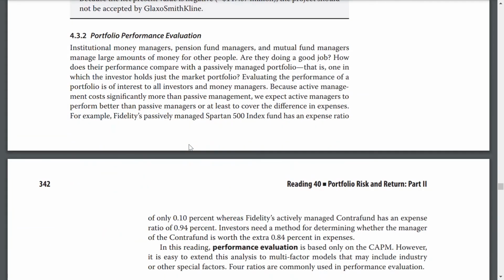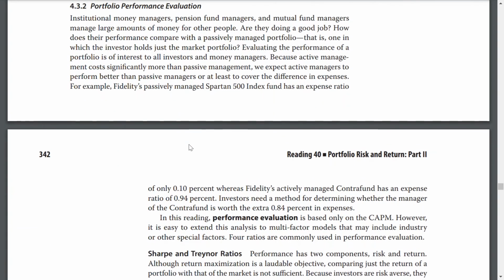Portfolio performance evaluation. Institutional money managers, pension fund managers, and mutual fund managers manage large amounts of money for other people. Are they doing a good job? How does their performance compare to a passively managed portfolio, which the investors could hold in the market portfolio?